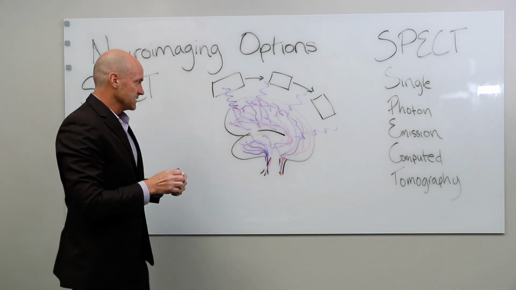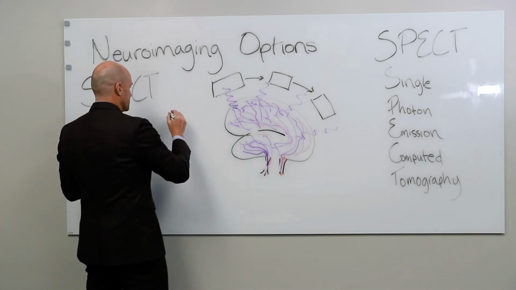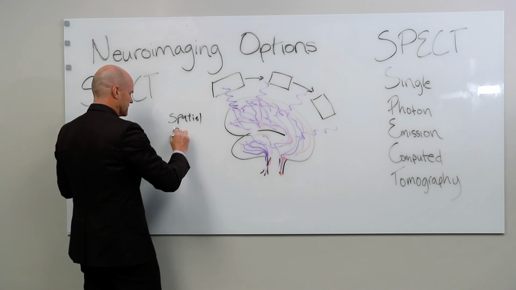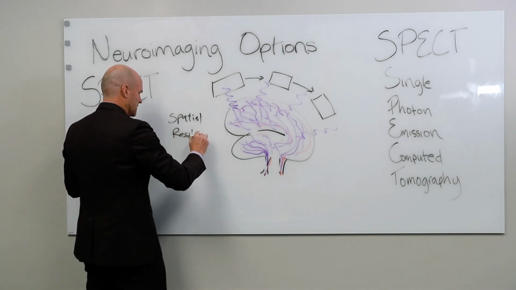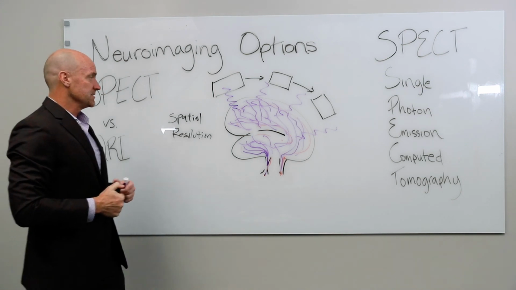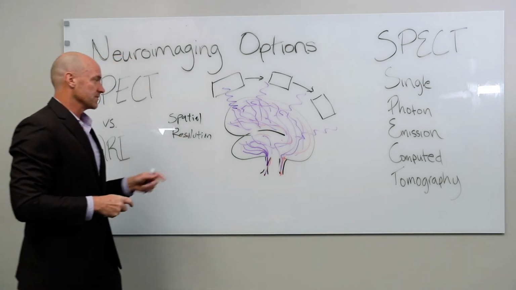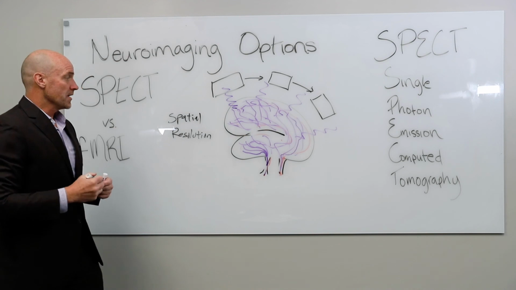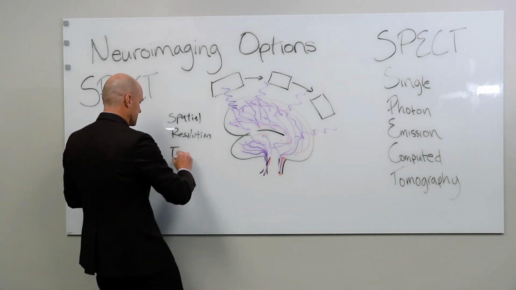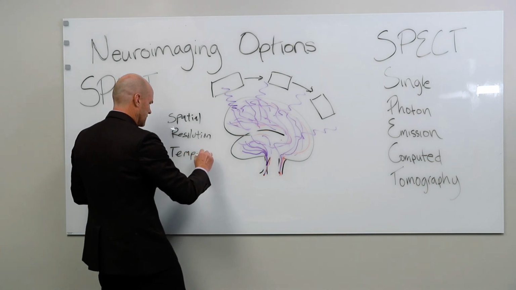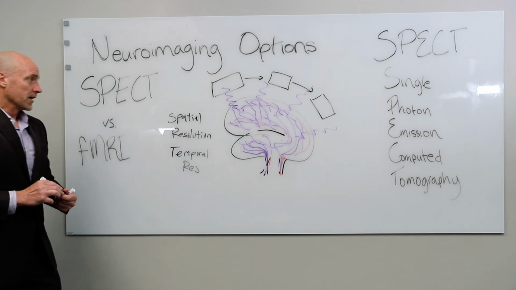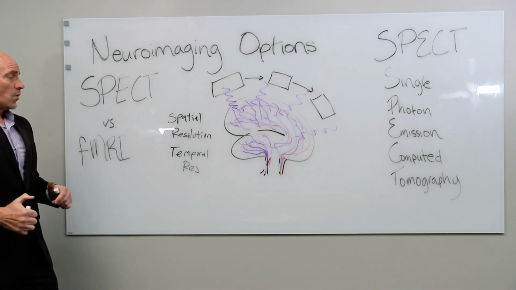And this is a limitation in what we call spatial resolution. So that's a limitation in SPECT imaging, is spatial resolution. Another limitation is then also temporal resolution, or over time resolution.